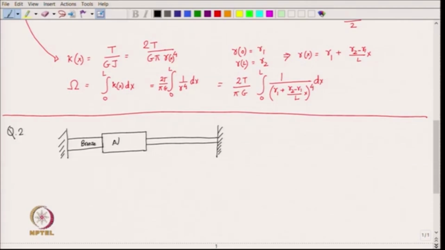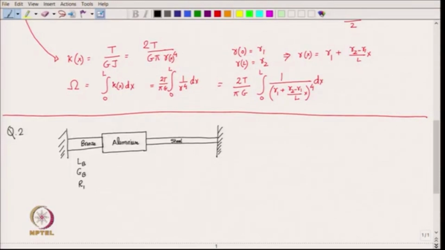So, suppose this is bronze, this is made up of aluminum, and this one is made up of steel. All right. The length of the bronze shaft is L b, the shear modulus of the bronze shaft is G b, okay, and the radius of the bronze shaft is R b. Likewise, for aluminum we have length L a, G a, R a, and for steel we have L s, G s, and R s. All right. Now, what is happening here is that we have torque acting at the intersection of the bronze and the aluminum shaft.